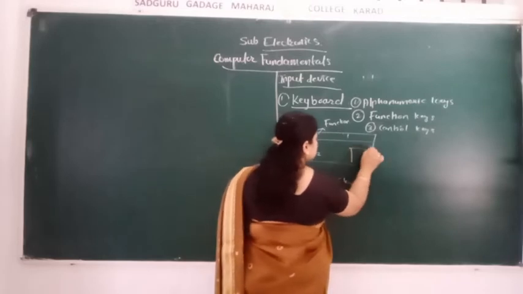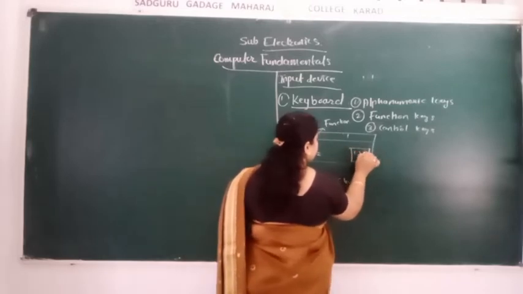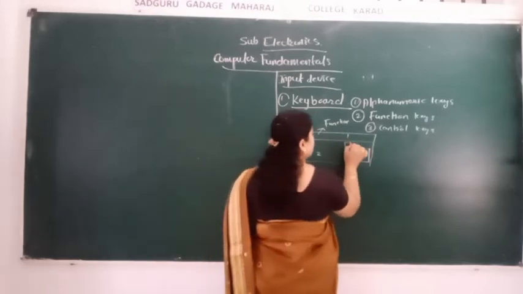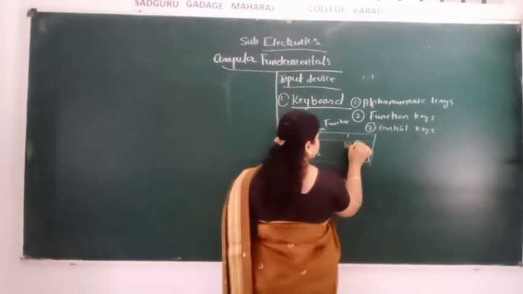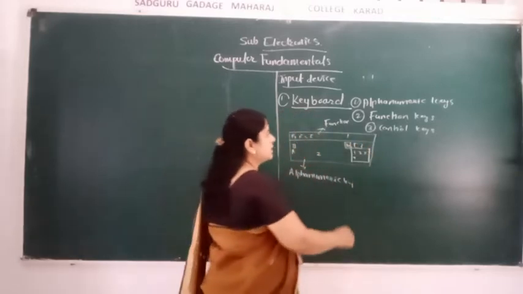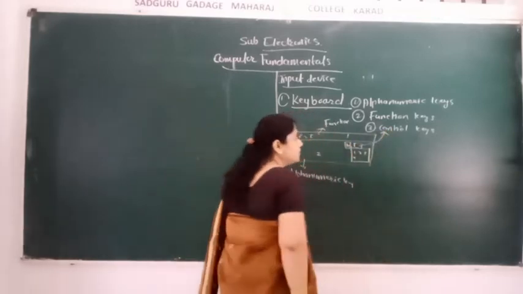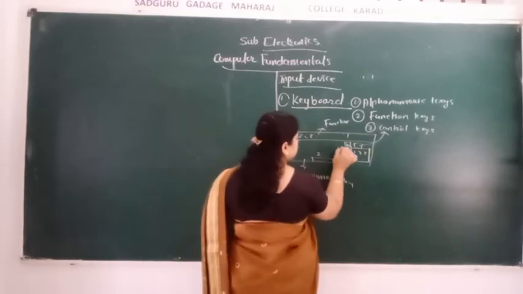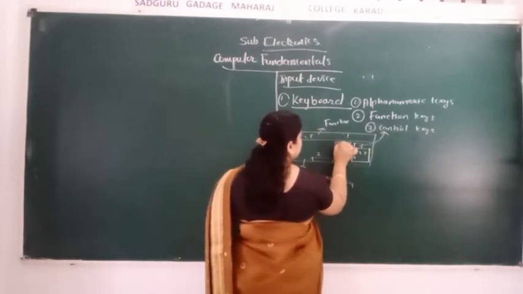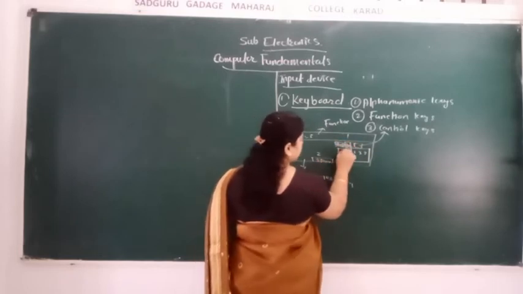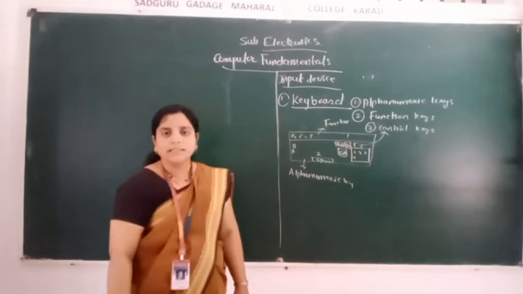And numbers are given here for calculation, and some keys are there, alt, delete. All these are the control keys. Control, enter is there, space is there, back is there. This is the space and this is the enter key. So all these keys are the control keys.